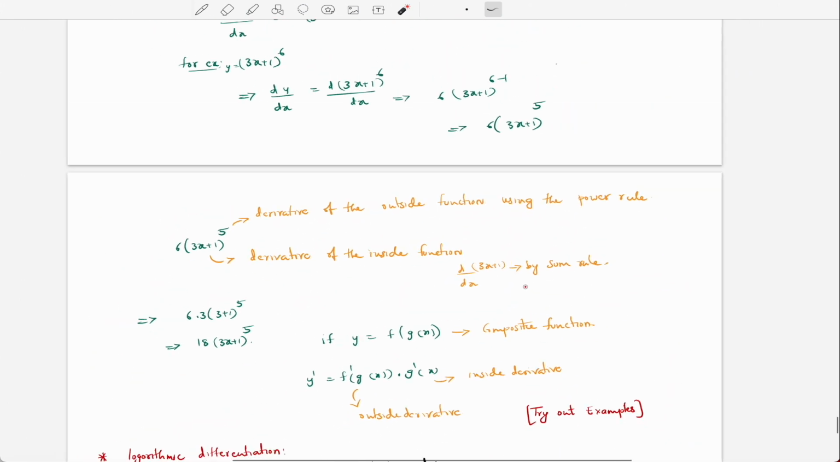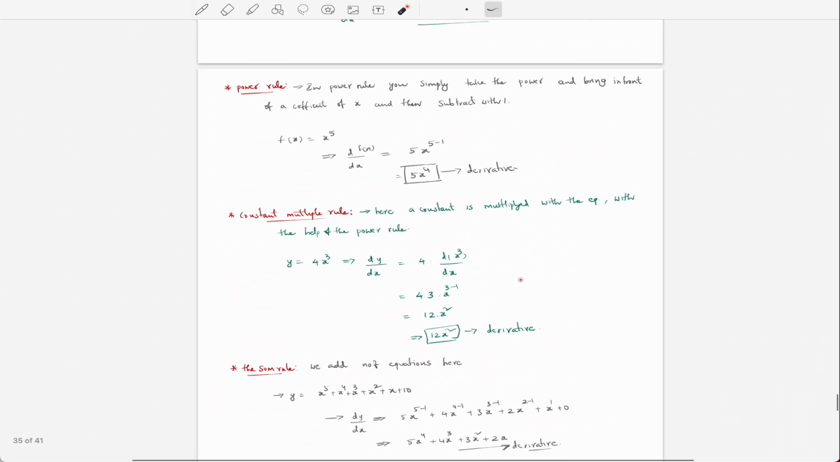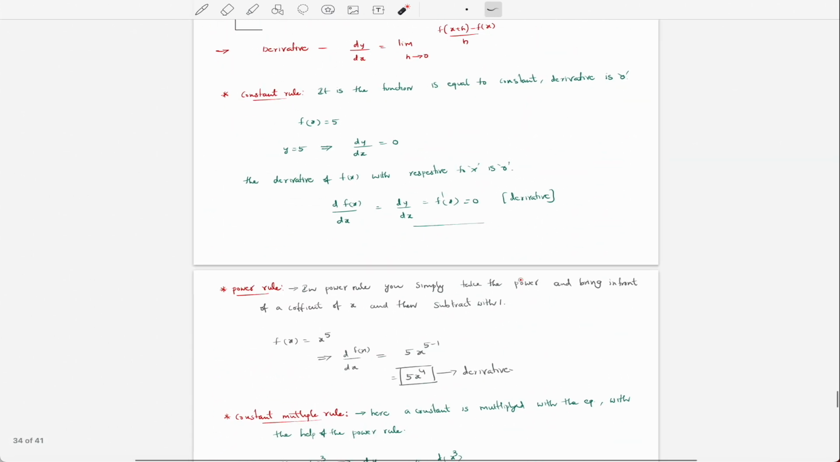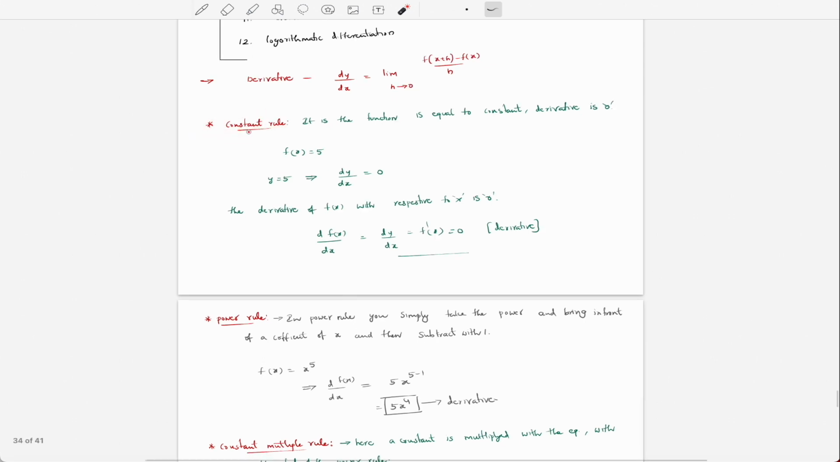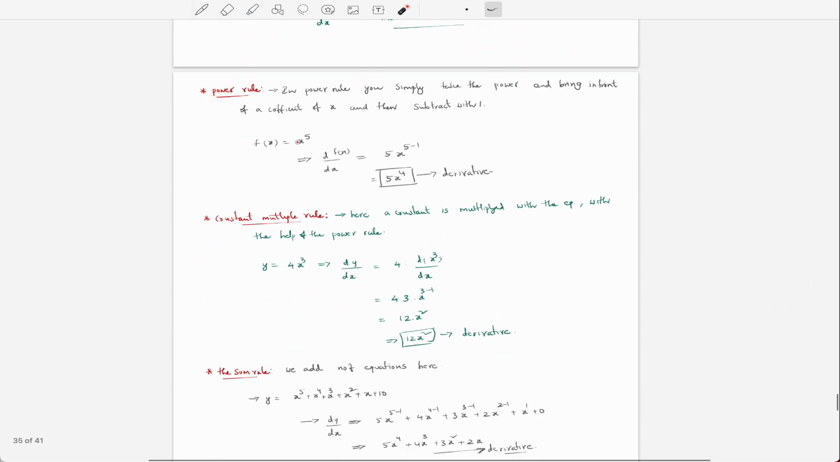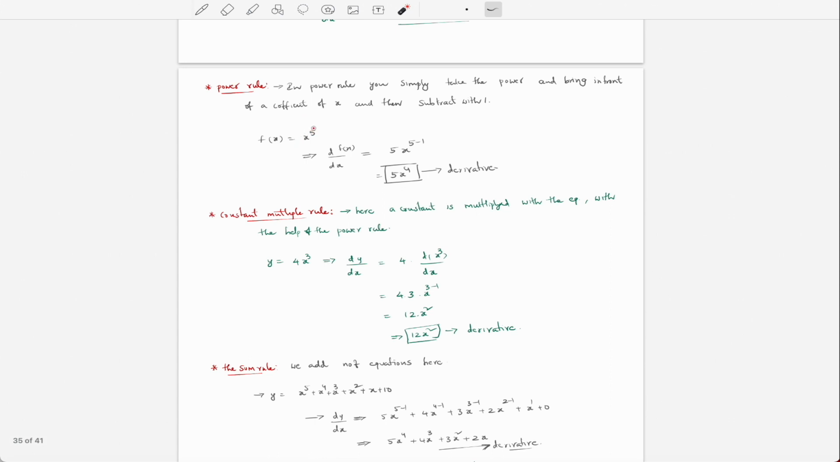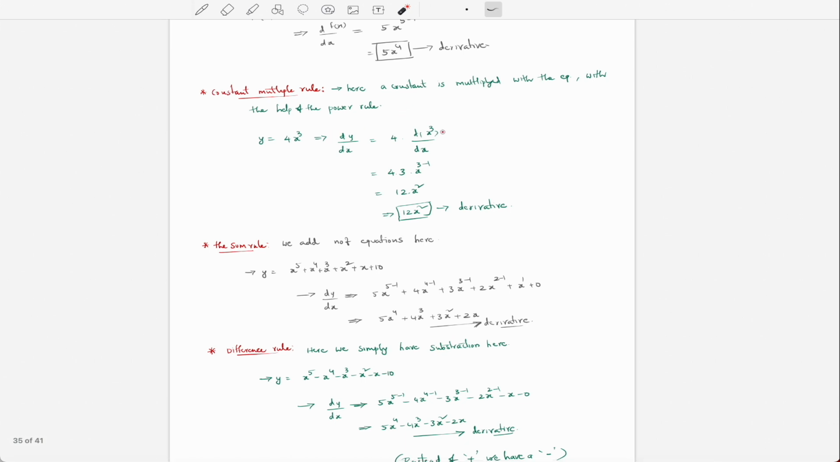Okay, so I think I have completed the 12 different rules here. I just want to give an outline of all 12. What is the constant rule? Here we find the derivative of a constant, and the derivative of a constant is equal to 0. Then we have the power rule, where we simply bring the power to the front. And we discussed the constant multiple rule, which is similar to the power rule: with the help of the constant, we multiply by the constant.